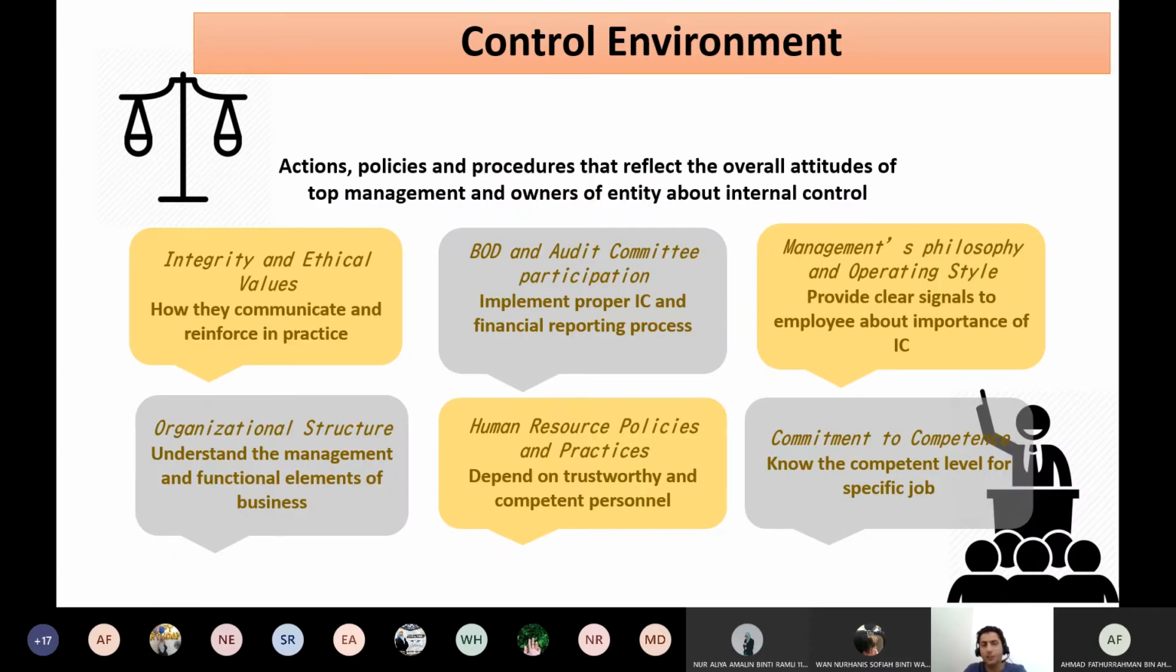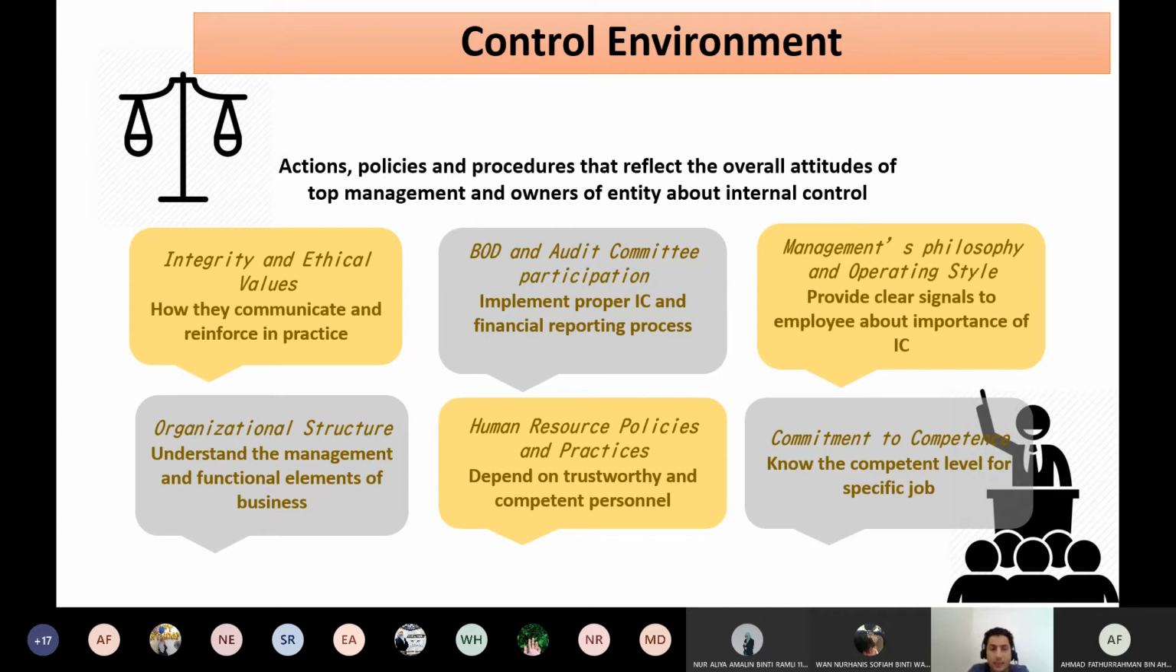Okay, so let's start with the first component of the internal control, which is the control environment. These are the actions, policies, and procedures that reflect the overall attitude of the top management and owners of the entity about internal control. So there are some criteria that should be established in the company to ensure that they have a sound control environment.